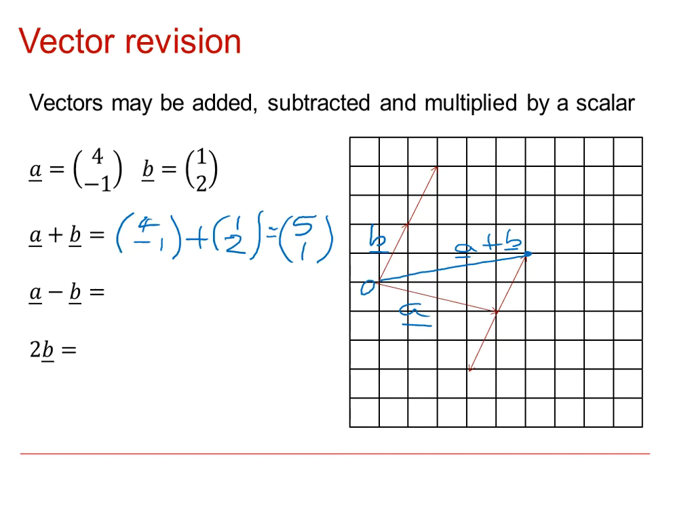If we were to do A minus B, we would have (4, -1) minus (1, 2). So 4 minus 1 is 3, and minus 1 minus 2 is minus 3. In which case, A, and then you can see that this is minus B in terms of it's in the opposite direction to B. And therefore that point (3, -3) is A minus B.